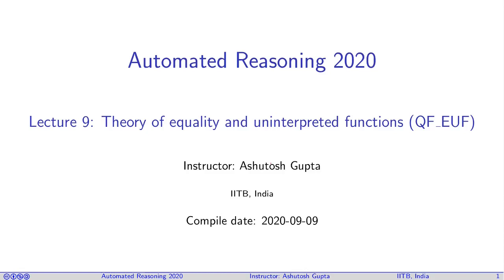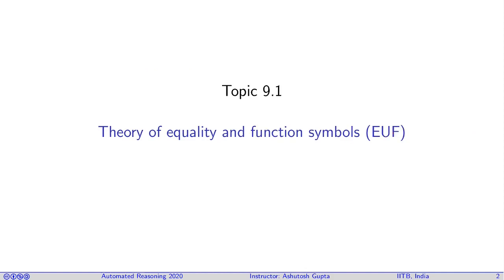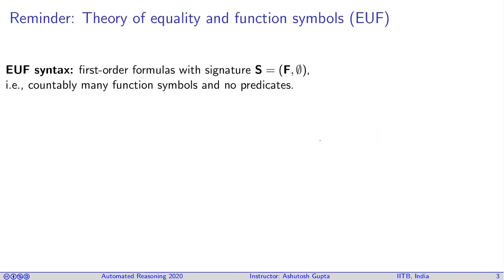So we have seen SAT solvers, and now let's look at how we solve theory constraints. Before getting into theory constraints, let's look at a theory and understand how theories work and how we solve theory constraints. The first example we'll pick is the theory of equality and function symbols, and let's see what it contains.